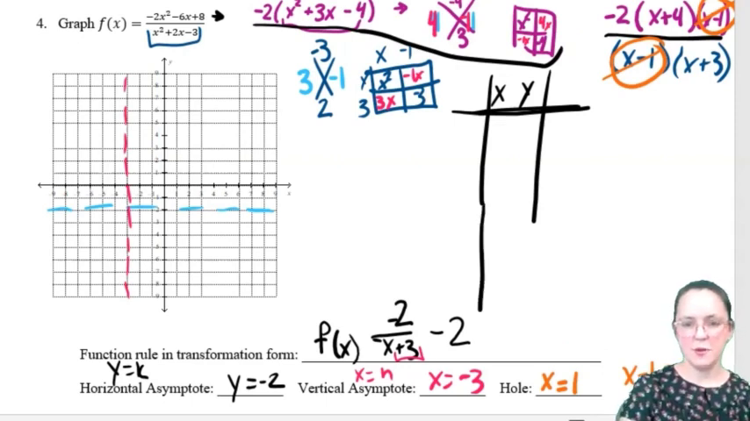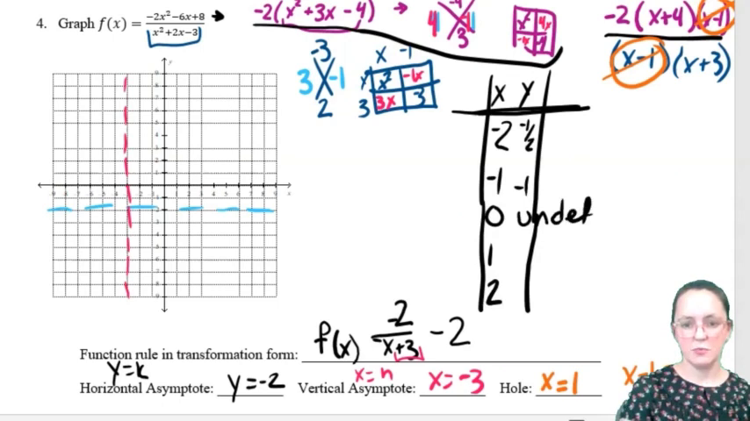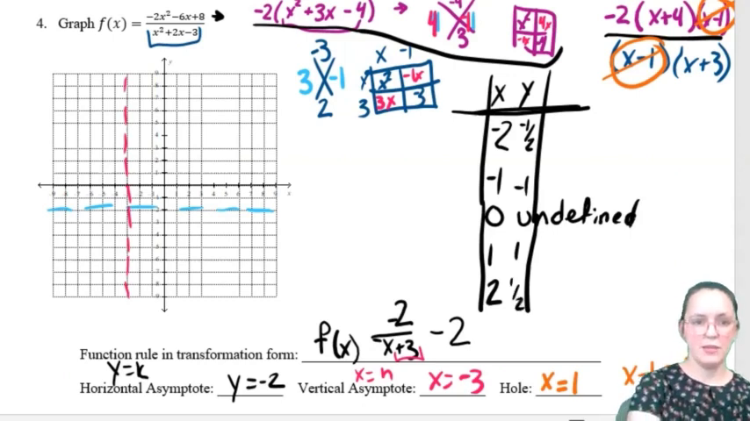So let's go ahead and make our table with our parent function in the middle, x and y. So our x's and y's, we're taking our parent function, that -2, -1, 0, 1, and 2, where we have our -1/2, -1, our undefined, which means this is part of our asymptote, +1, and +1/2. Then we're going to do our transformations.